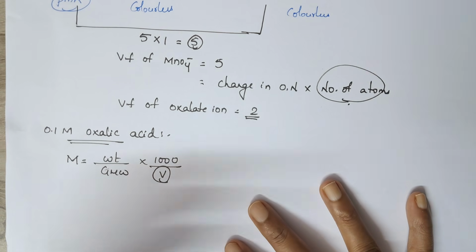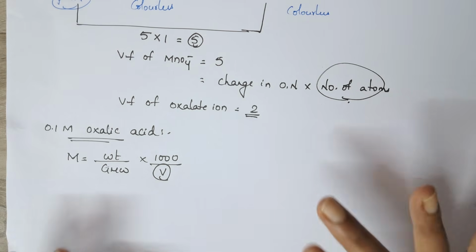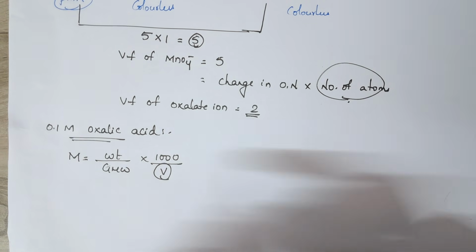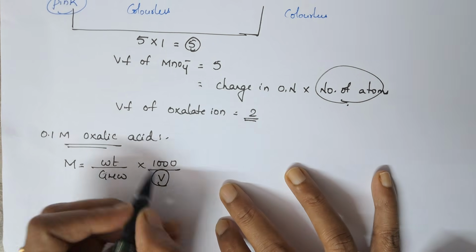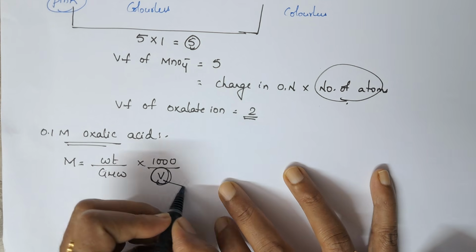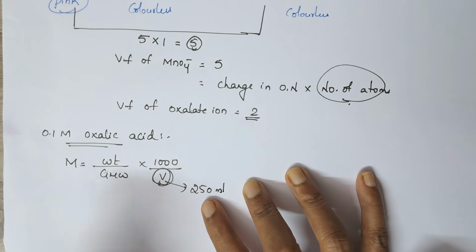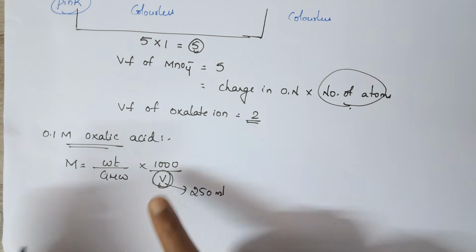For example, in your lab, you may want to prepare everything for your friends or anyone, or you are the student doing this practical, and the lab in charge is not there to help. So how many ml do you want to make? Let's say 250 ml. Take that 250 ml. If you want to take 1 liter, take 1000 here. If you want to take 100 ml, take 100 here.